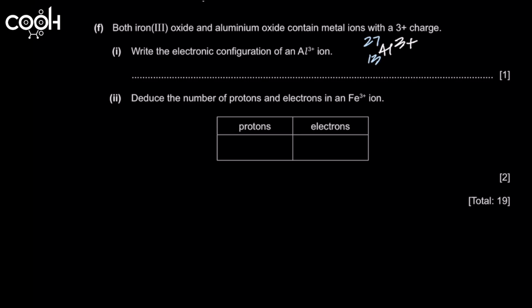So for a neutral atom of aluminum, you would have 13 protons and 13 electrons, but now it has a 3+ charge, which means that 3 electrons have been lost. So in total now you have 10 electrons. An electronic configuration refers to the distribution of electrons in shells, right? So how are they distributed? The first shell can hold up to a maximum of 2 electrons, so you're going to add 2, and the second shell can hold up to a maximum of 8 electrons, and you only have 8 left.